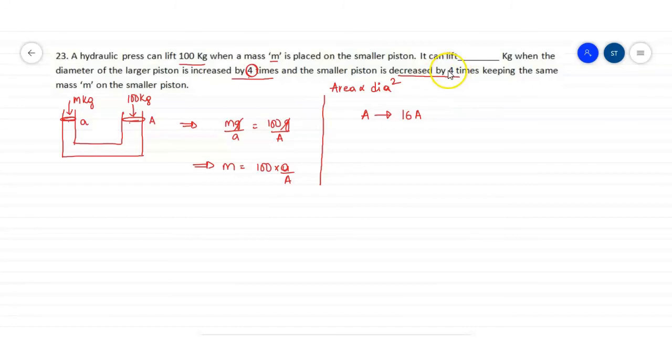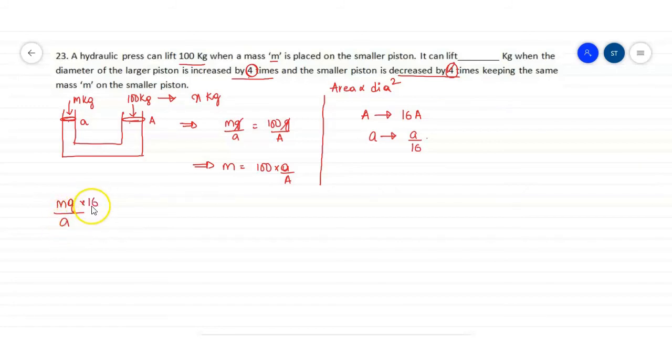Similarly, the smaller piston diameter is decreased by 4 times. If diameter is decreased by 4 times, area will become 1 by 16 times. So small piston area will change from small a to a upon 16. Now let us assume instead of 100 grams it is going to carry some x grams. Now the force equation can be written as mg upon area, which is now a by 16.